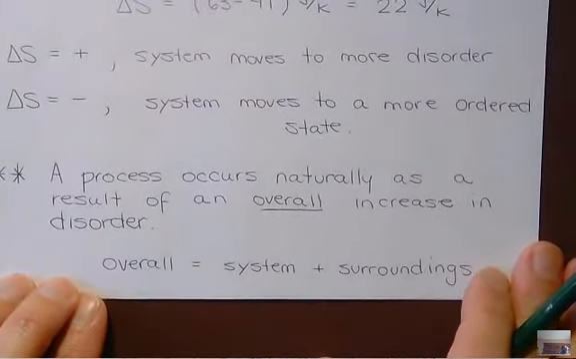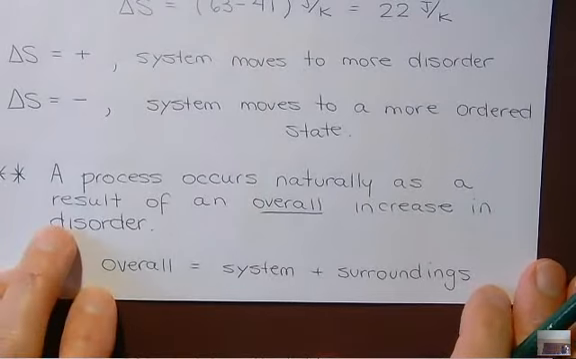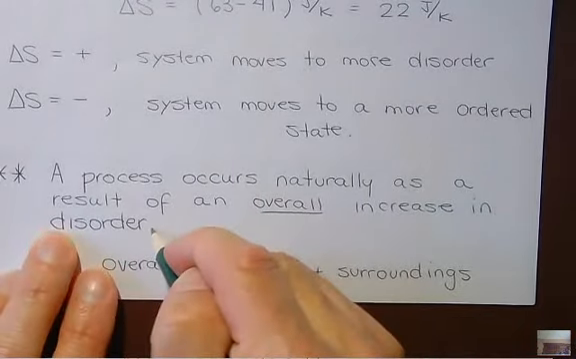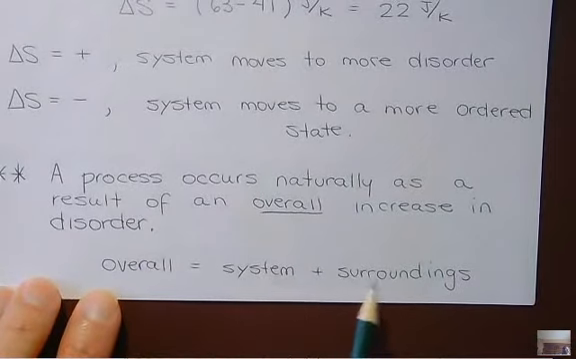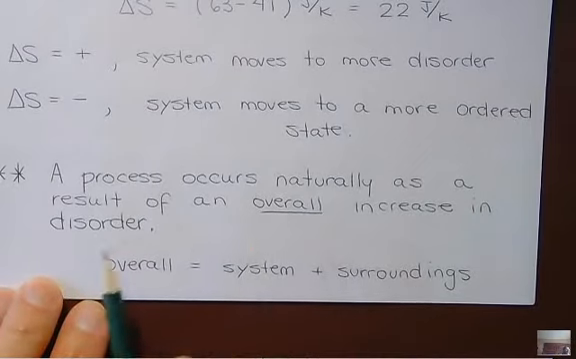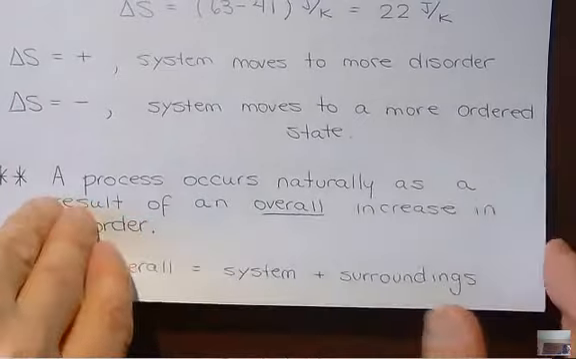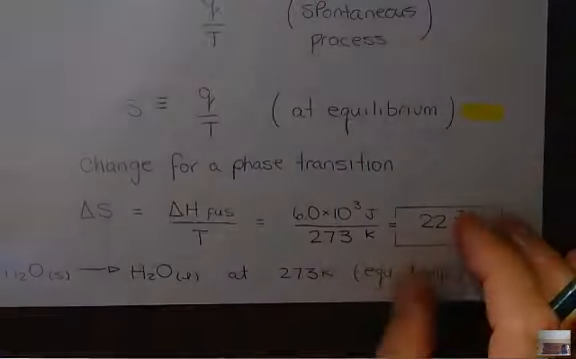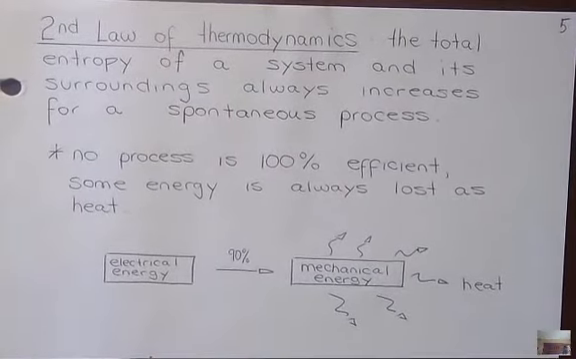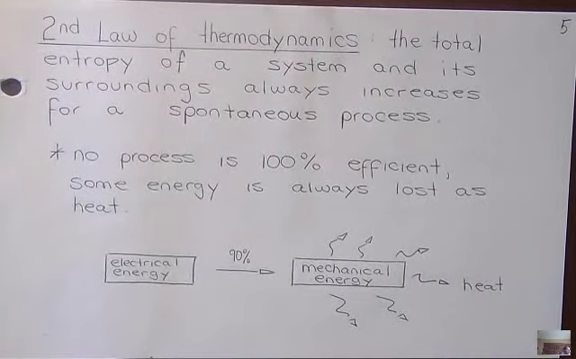Okay, so we'll read this note here. A process occurs naturally as a result of an overall increase in the disorder. And disorder is entropy. Okay, so overall, we mean the system plus the surroundings. So delta S for the overall process of anything that's spontaneous is going to come out to be a positive number. It's going to increase the entropy of the universe. Every spontaneous process increases the entropy of the universe. Okay, we can put that into words. One way to put it into words is the second law of thermodynamics. The second law of thermodynamics says that the total entropy of a system and its surroundings is always increasing for a spontaneous process.